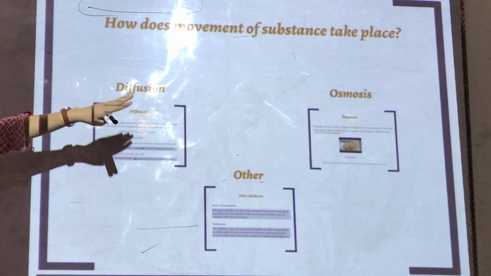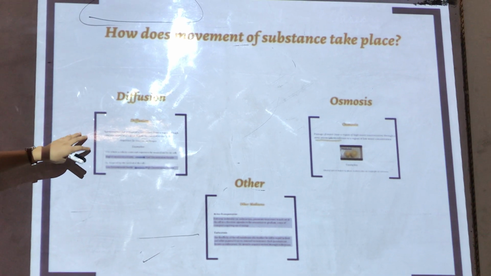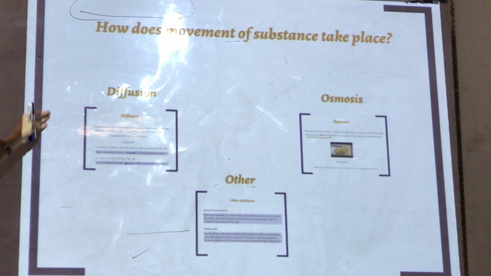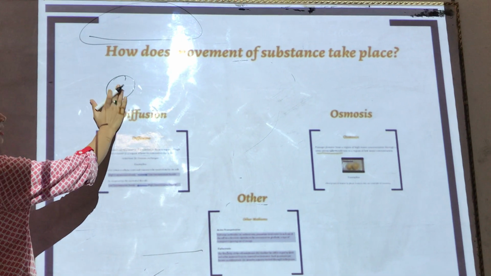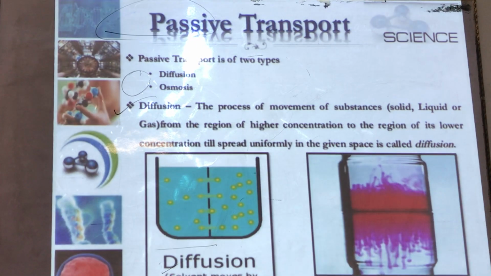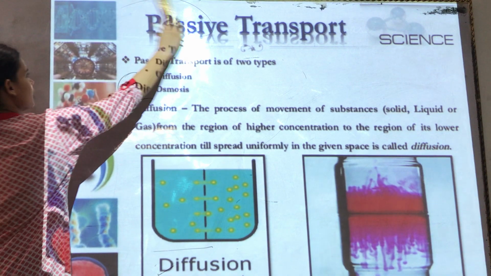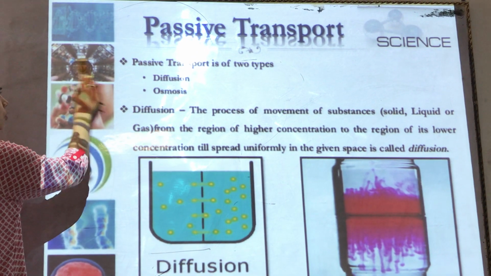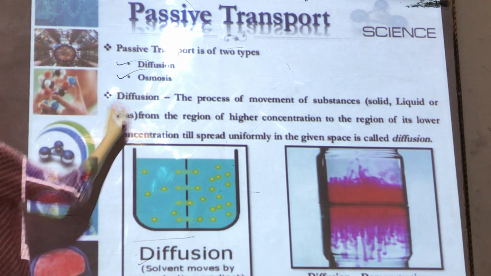So diffusion and osmosis are the basic two processes by which movement of substances from the cell, or from the outer environment to the cell, occurs. These two are the passive transport modes: diffusion and osmosis.